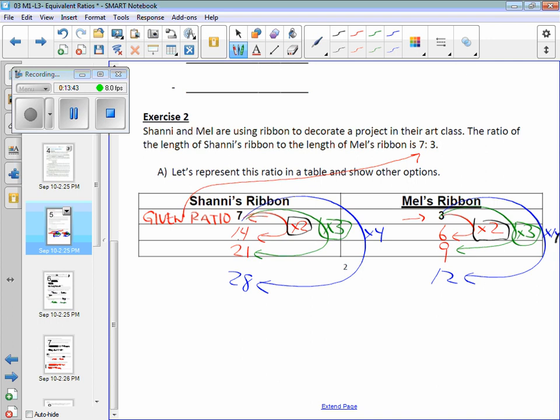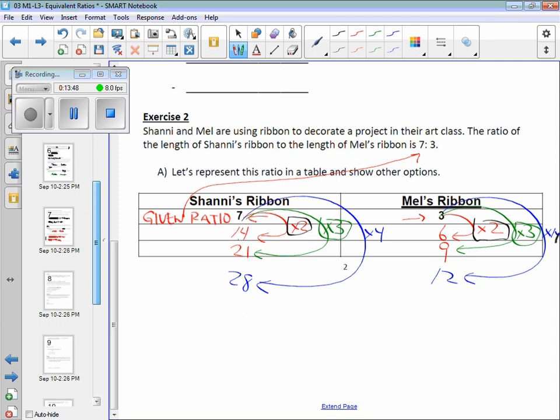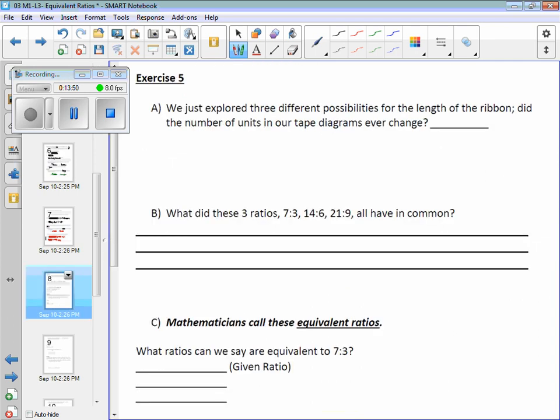Okay? All right, we're almost done. I've actually split this lesson into 2 days. I do want to finish up with 5A. Did the number of units in our tape diagrams ever change? Yes or no? No. 7 by 3. It never changes. Right, the stuff inside does, but the lengths themselves do not.